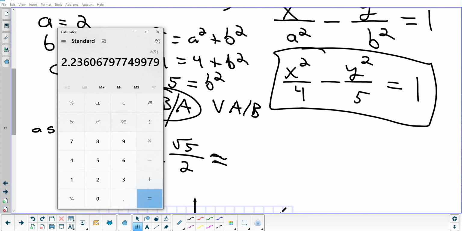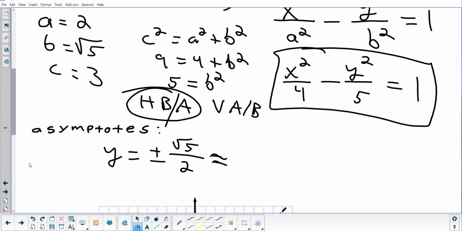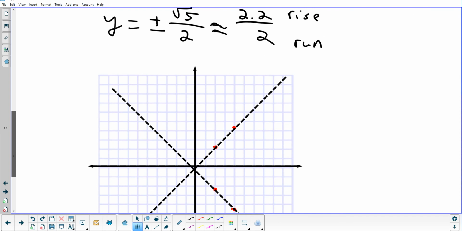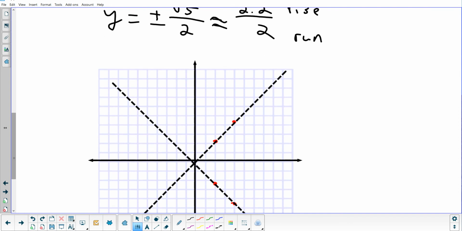Square root of 5 is 2.2. That's as close as you're going to get graphing. So not the nicest rise and run, but when you sketch it, you're going to start at the origin. You're going to go up 2.2, that's your rise, over 2. Up 2.2, now you're at 4.4, and over 2.